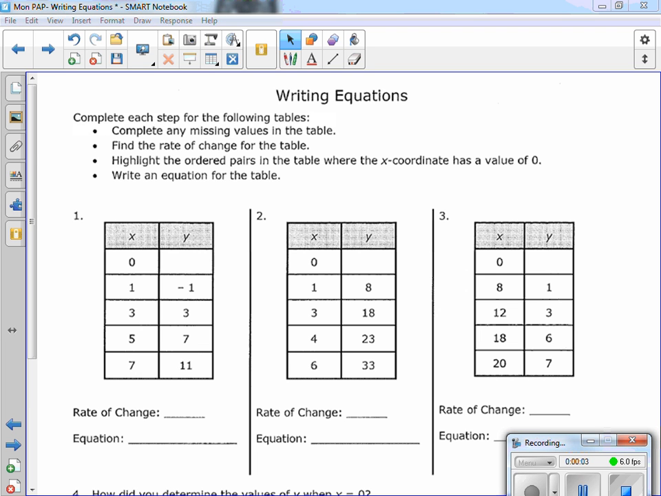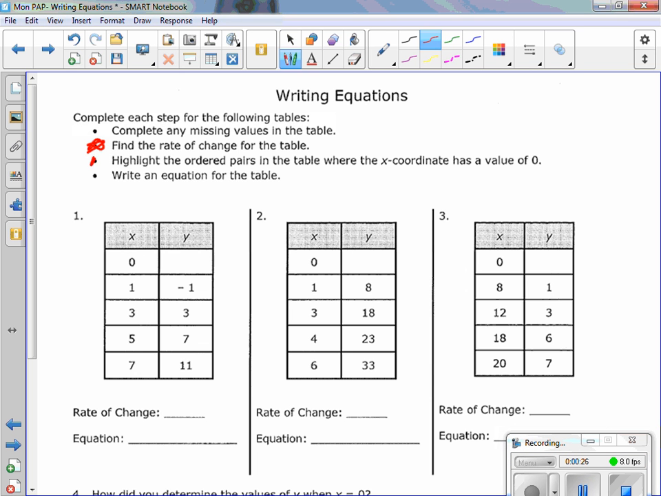Right, so this video is to help you get more comfortable with writing equations. We're going to guide you through the process using the concept of rate of change we talked about in the last video. First, we're going to complete any missing values in the table. Then we're going to find the rate of change for the table. And then we're going to highlight the ordered pairs in the table where the x-coordinate has a value of 0. Using these steps is going to help us finally come up with our equation.